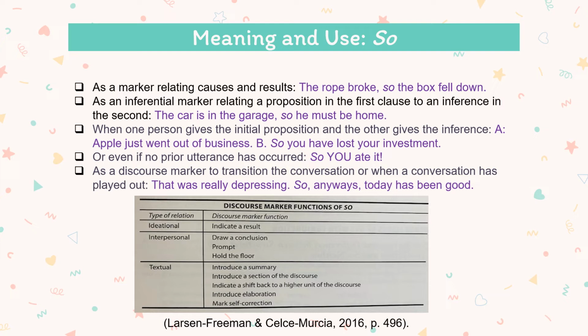Or if no prior utterance has occurred. So even if this first person didn't even say this, you could still use the word so. "So you ate it." Okay, so here there isn't a reference beforehand, but still using the word so because the person who is speaking has that reference in their head.